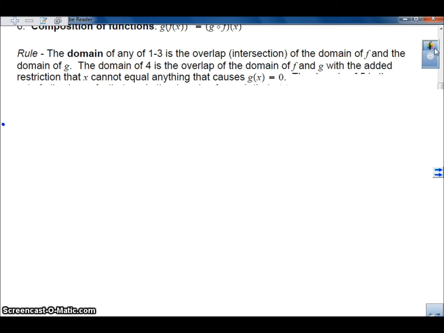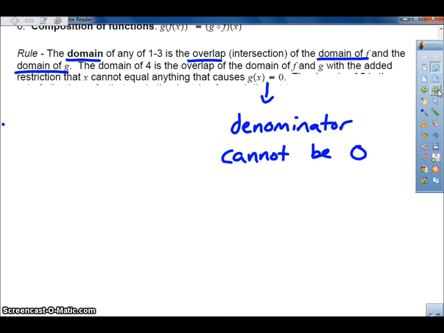So if we know the domain of the individual functions to begin with, we just look for where those domains overlap each other, and that will be the domain of the new function that we're creating. This is also true for the domain of division. So for number 4, which is the division of functions, we would find the domain by taking the overlap, but we also have to be careful that we don't divide by 0. So we have to make sure we exclude any values that would cause the denominator to be 0, because we're not allowed to divide by 0.